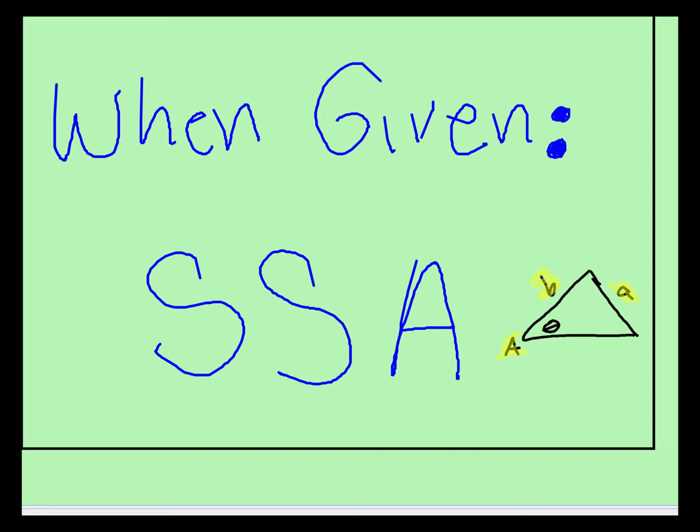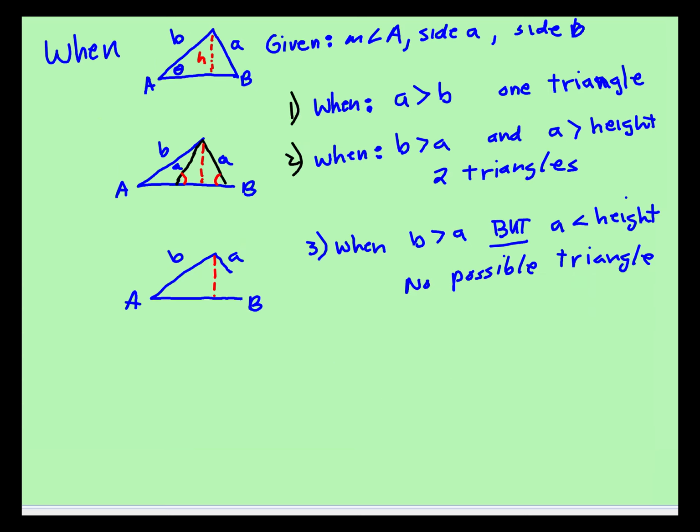Okay, so when you're given this situation, and this is what that would look like, you're given an angle and then two sides, and every time, just set it up this way. Here are the three scenarios, the possibilities, when given angle, side, side. When you're given that information, here's the three possibilities.